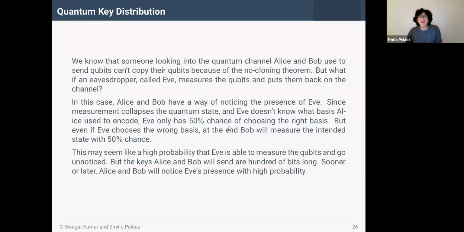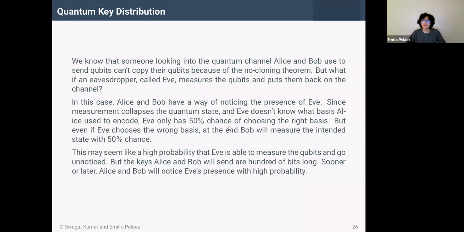So now we know that someone can be looking into the quantum channel Alice and Bob are using to send qubits, and they cannot copy the qubits because of the no-cloning theorem that we introduced at the beginning of this lecture. But what if an eavesdropper called Eve is able to measure the qubits and then put them back on the channel? So she intercepts one qubit, measures it in some basis, and then puts the qubit back on the channel. So there's no no-cloning theorem violated. So this is completely valid, okay?